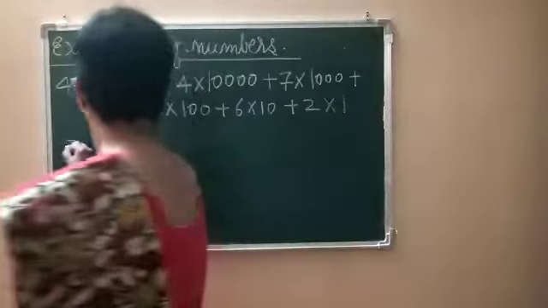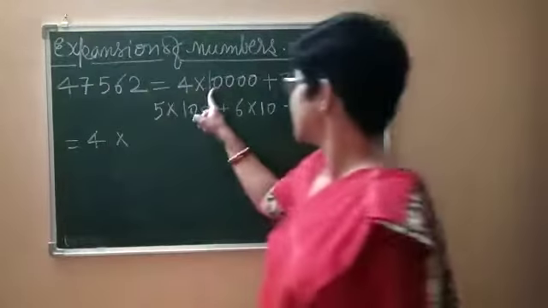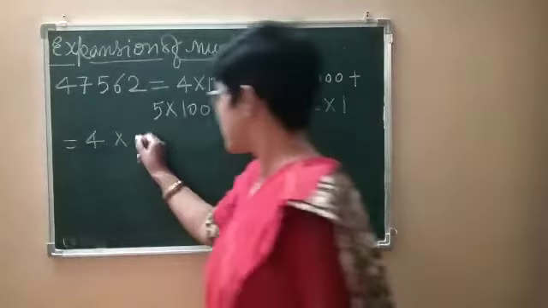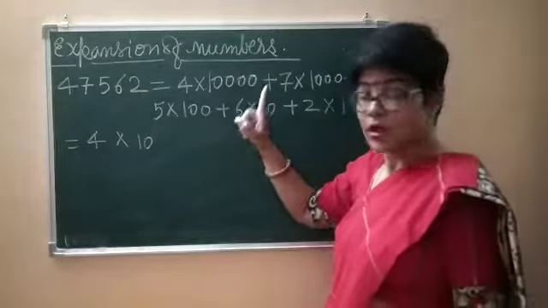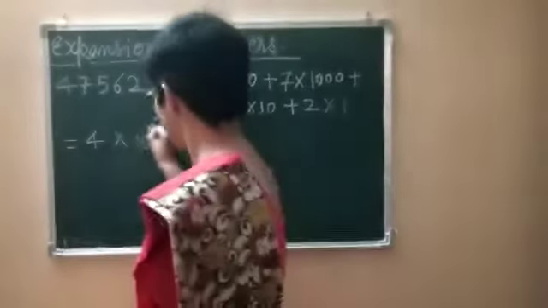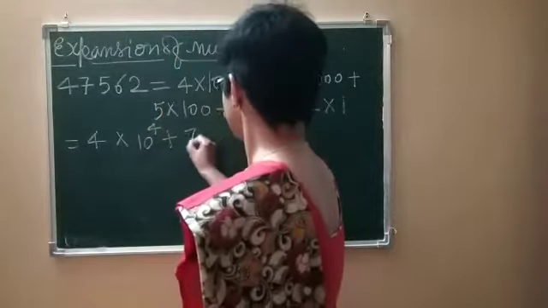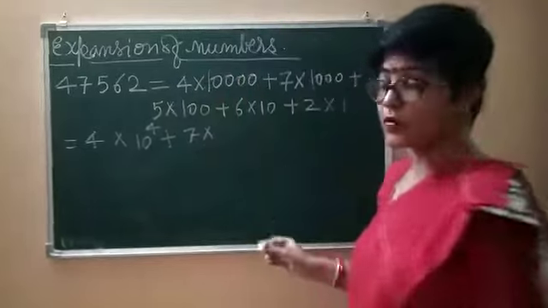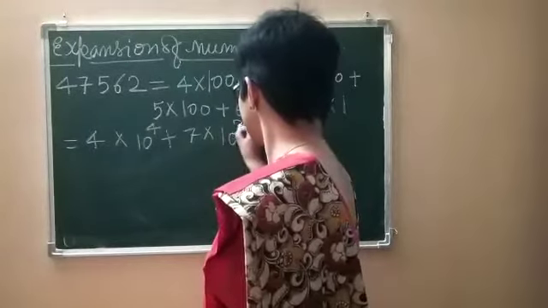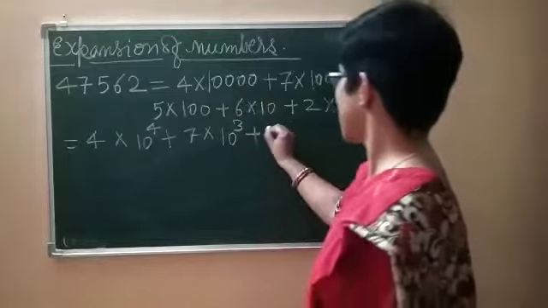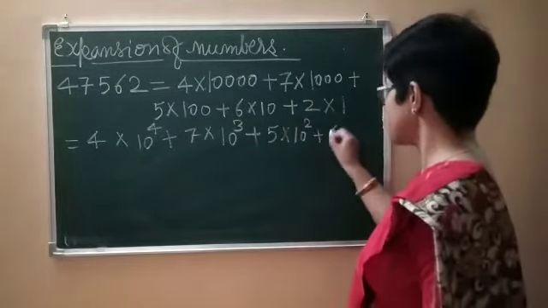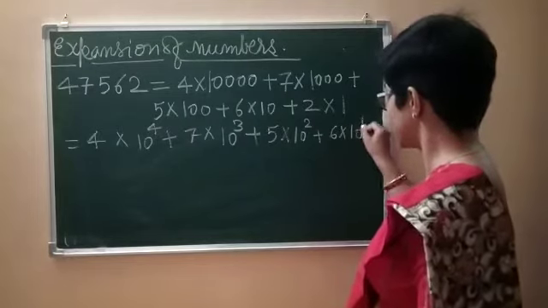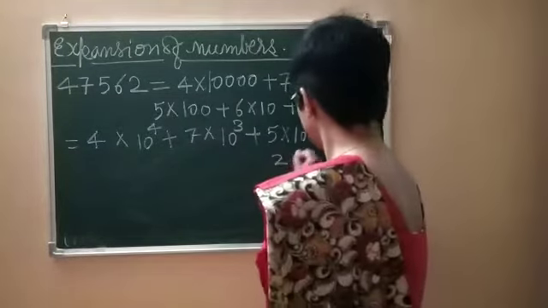Now you see, 4 into 10,000. How many zeros are there? 1, 2, 3, 4. So I can write it as 10 raised to the power 4, plus 7 into 1000, which can be expressed as 10 raised to the power 3. 5 into 10 raised to the power 2, plus 6 into 10 raised to the power 1, plus 2 into 1.